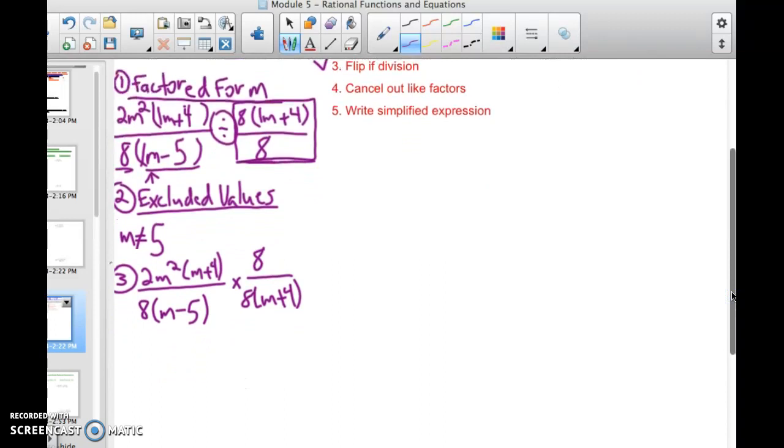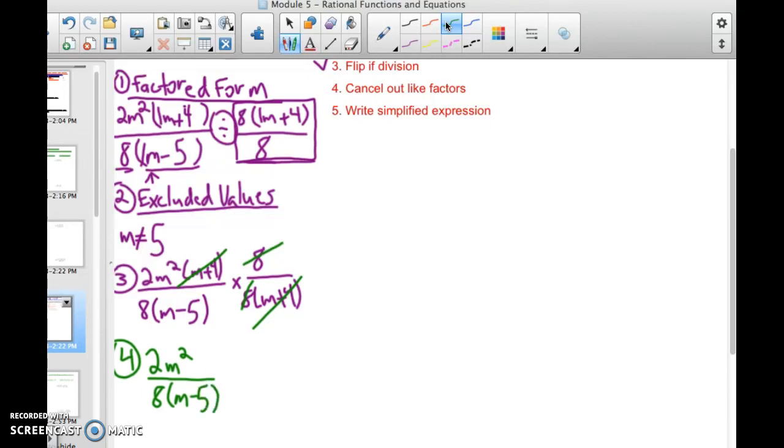So, like factors that I see, I will do this one in a different color. There is an m plus 4 on top and an m plus 4 on the bottom. They go bye-bye. Now, there are 3 8s, but this 8 can cancel out with either one of those 8s in the denominator, it doesn't matter. But I can cross it out with that 8. So, step 4 then, to finalize it, to write what remains after that, I see a 2m squared still left on top over an 8 times m minus 5.